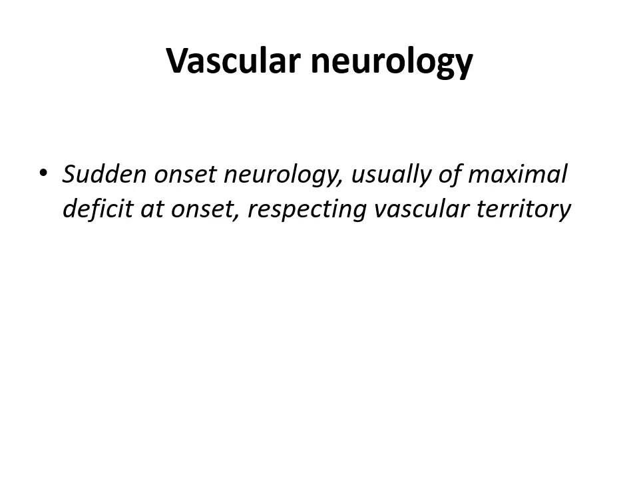So the best way to think about stroke: don't think of it as stroke, think of it as vascular neurology, in that it is a sudden onset of neurological symptoms that are usually of maximal deficit at onset, and they respect vascular territory. It needs to be biologically plausible that these symptoms are all in the territory of one set of blood vessels.